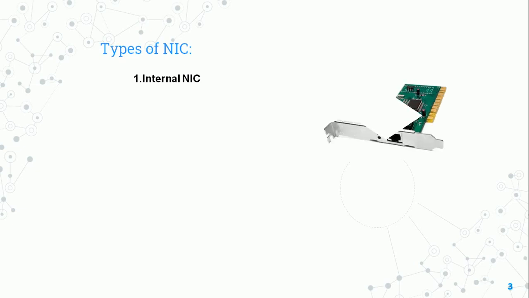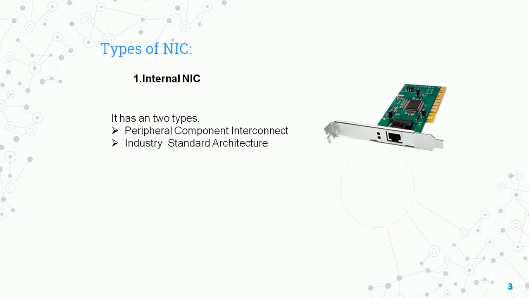It has two types. Internal network interface card: the motherboard has a slot for the network card where it can be inserted. It requires cables to provide the network access. It also has two types: Peripheral Component Interconnect and Industry Standard Architecture.